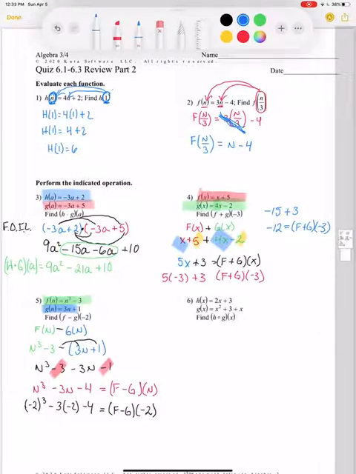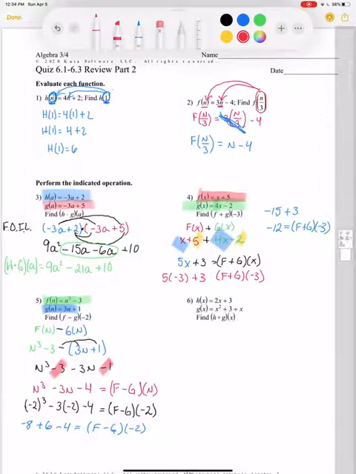Negative 2 cubed. That means negative 2 times negative 2 times negative 2. That's going to become negative 8. There we go. Negative 8. Negative 3 times negative 2 is a positive 6, and then I have that negative 4 at the end. Okay, and then I'm just going to combine all those numbers together.